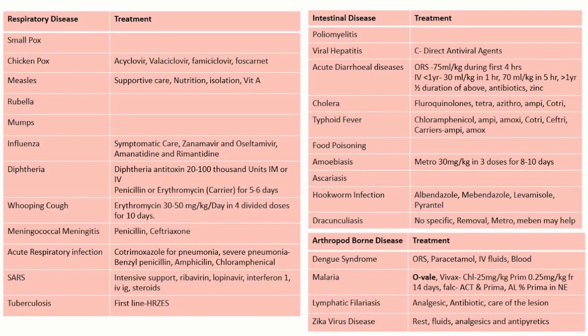Now we are in the last segment, that is the treatment. Treatment for individual diseases, that is chickenpox, acyclovir is the commonly used drug. Measles, supportive care, nutrition, isolation and vitamin A. There is no specific drug. Influenza, symptomatic care, zanamivir and oseltamivir are the most commonly used.